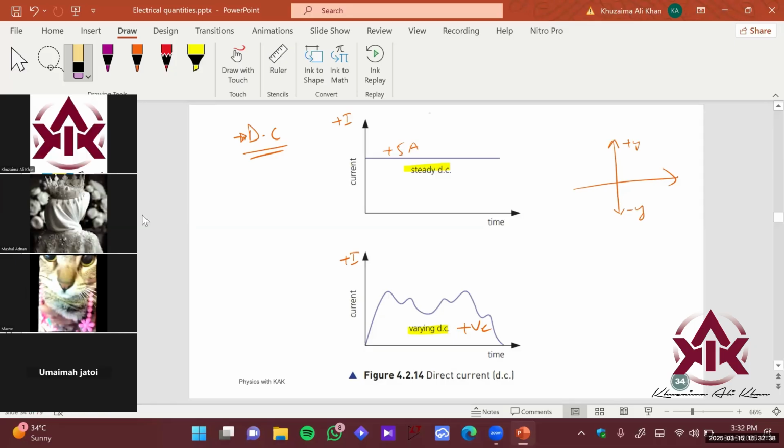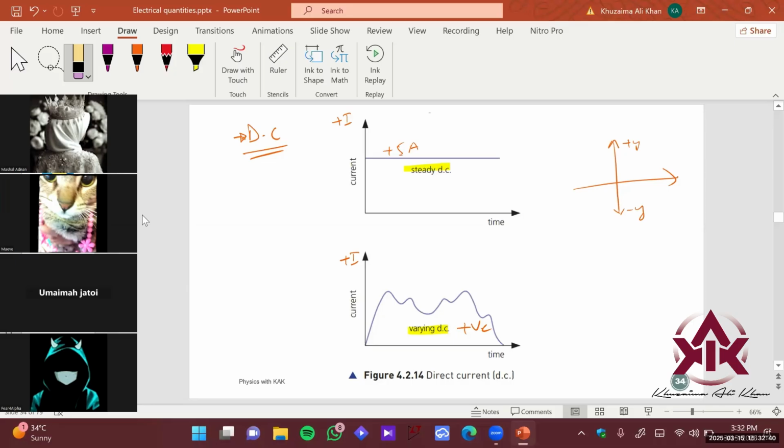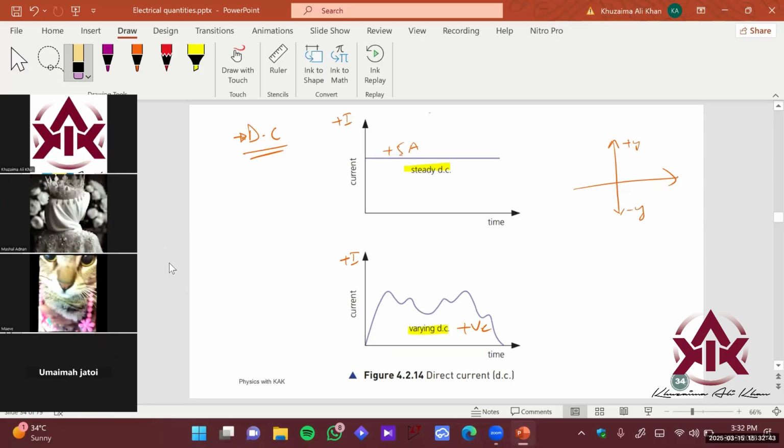Okay, it makes sense to Maeve. It makes sense to Hamza. Okay. What about Mashal? Okay, that's good, right?